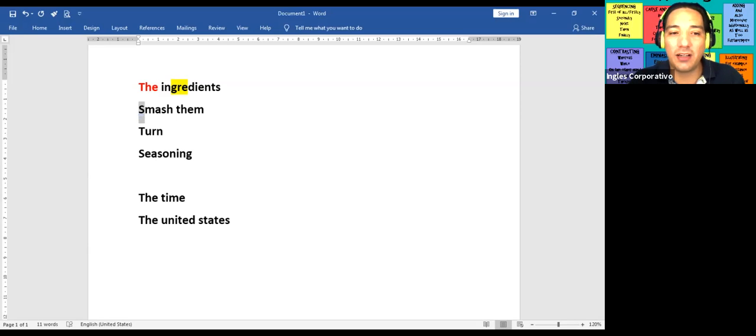Next, smash them. Hay muchas palabras que empiezan con ese, smash them. Okay, turn, oí, turn. La U suena a E, turn. Turn them over, turn the omelette. Ya cometí el error otra vez, ¿oíste? Turn the omelette, volteas el omelette. Y esto sí creo que te lo dejo de tarea. Seasoning. Yo diría seasoning, add some seasoning. Ok. El estrés iría en la primera sílaba. Seasoning. Turn, yeah. Smash them.